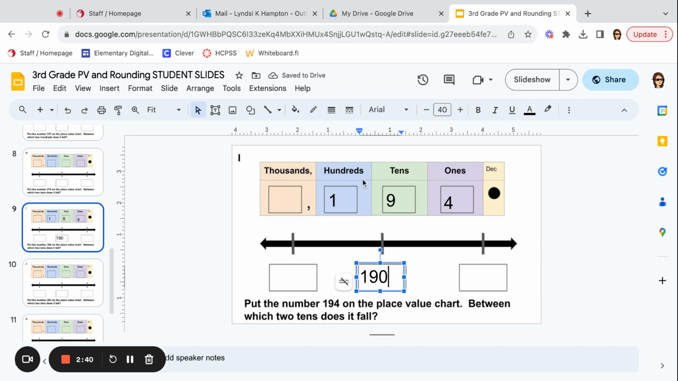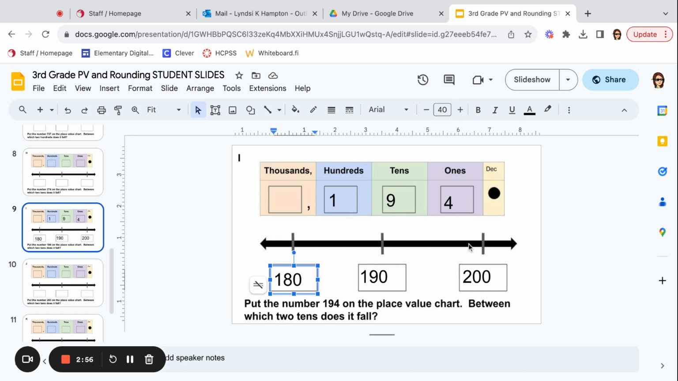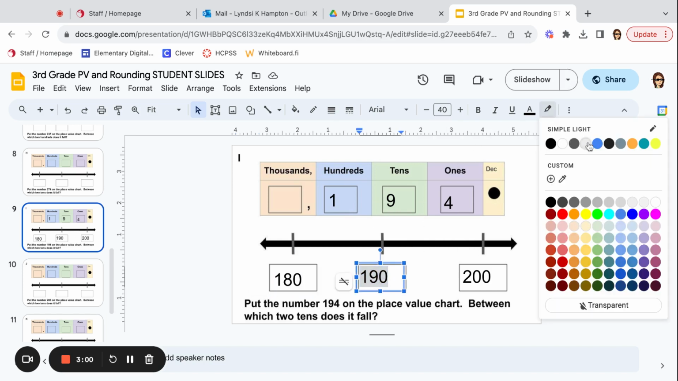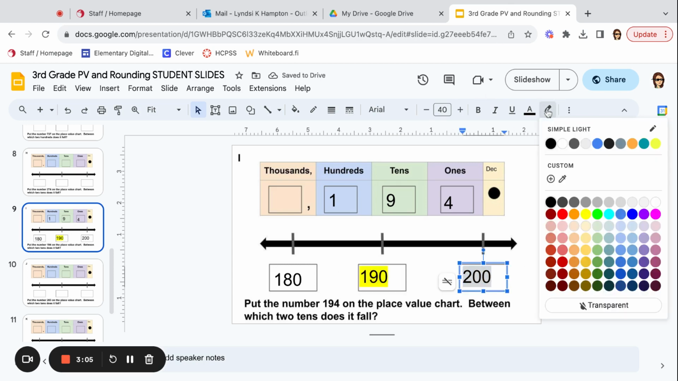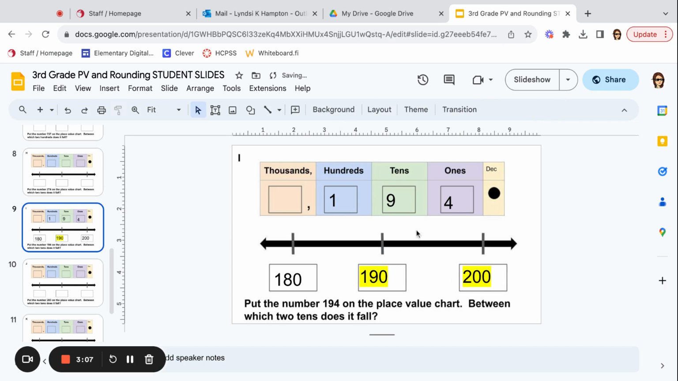So that's somewhere in the 190s. Then I asked myself, well, if I did 190 plus 10, that would be 200. And if I did 190 minus 10, that would be 180. Where does 194 fall? Well, it's bigger than 190, but it's less than 200. So it falls in between these two tens. So I'm going to highlight these two tens, and that's where it falls.